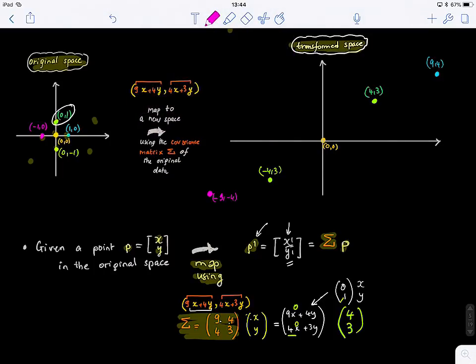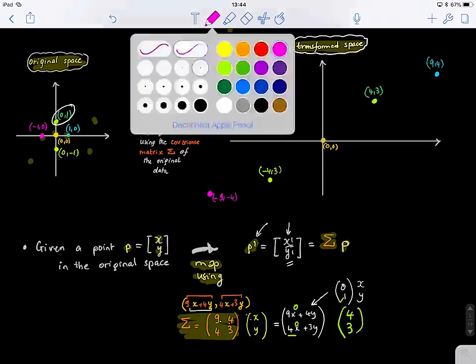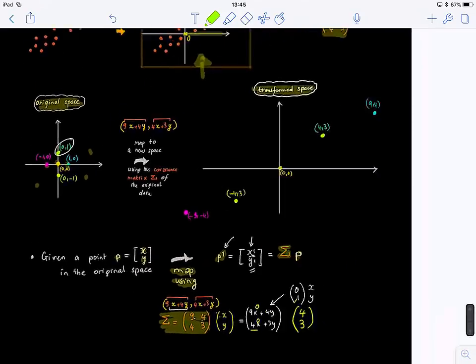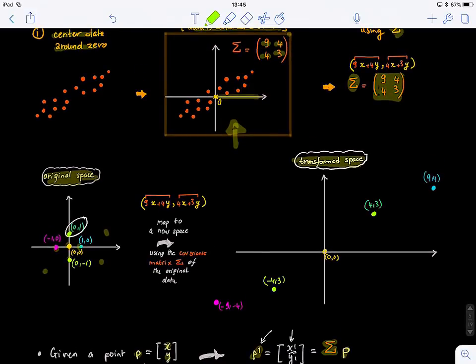So (-1, 0) gets mapped to (-9, -4). We have (0, 0) remains the same, so it's a stable point. (0, -1) goes to (-4, -3), etc. Why am I showing this? I would like you to know that when we are deriving the covariance matrix and applying it to some points in our original space, what is it doing to this space?